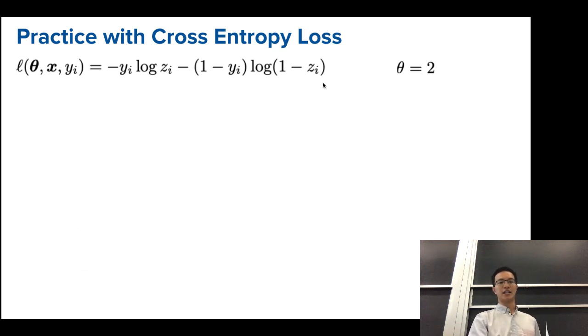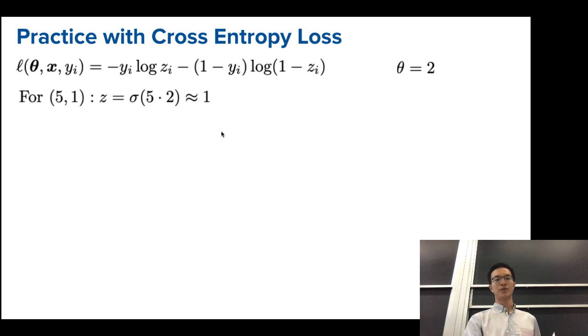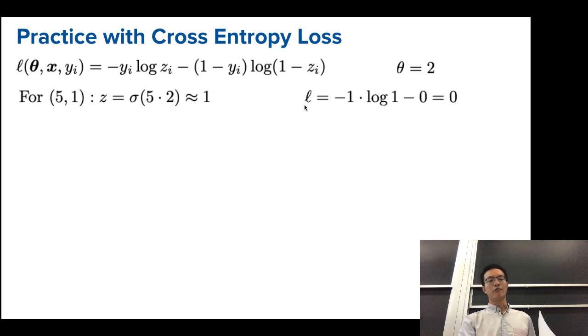We have the loss and we have theta equals 2. For the first point, our prediction is x times theta passed into the sigmoid function, which is about equal to 1. So the prediction here is sigmoid of 5 times 2, which is equal to 1. And since our original point was also 1, our loss is basically 0. It'll be a very small number. It won't be exactly 0, but it'll be almost 0.